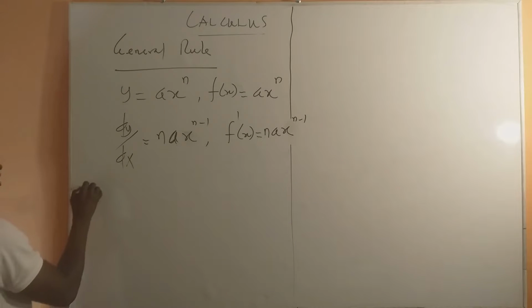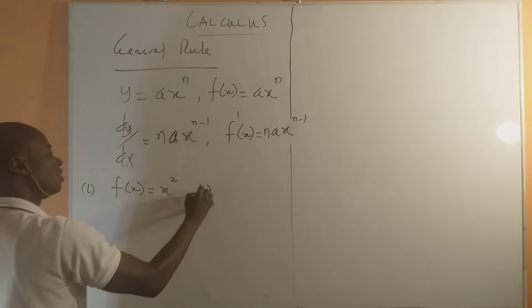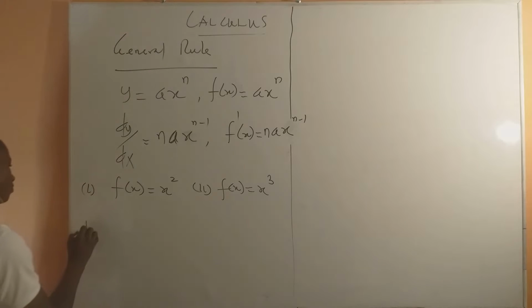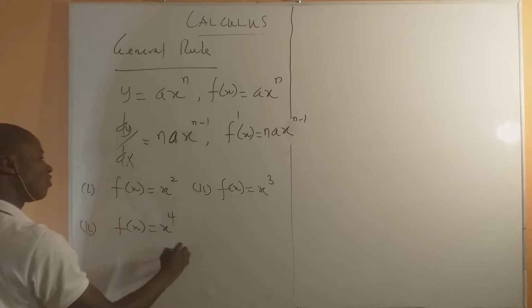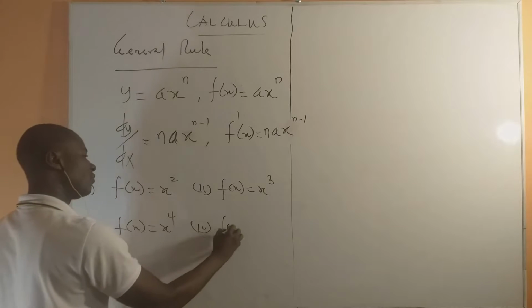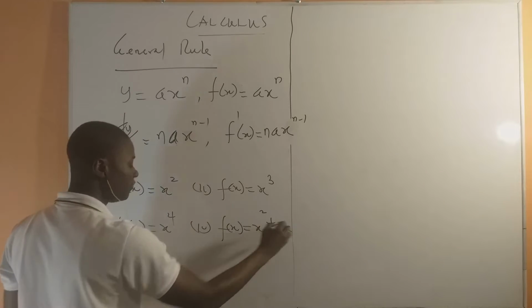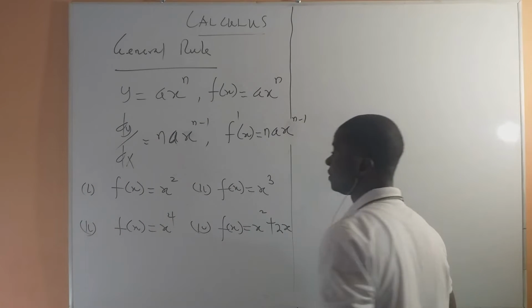Now let's assume that we are given f of x to be equal to x squared. We have f of x to be equal to x cubed. Then we have f of x to be equal to x exponent 4. Then we have f of x to be equal to x squared plus 2x. If you remember, when we were looking at differentiation from the first principle, these are the same examples we used.